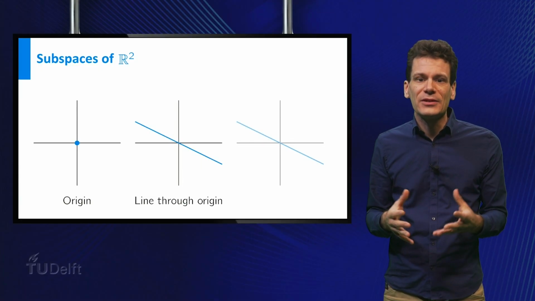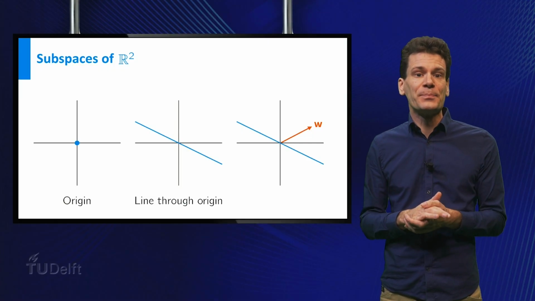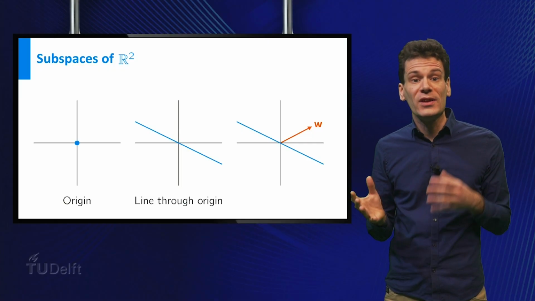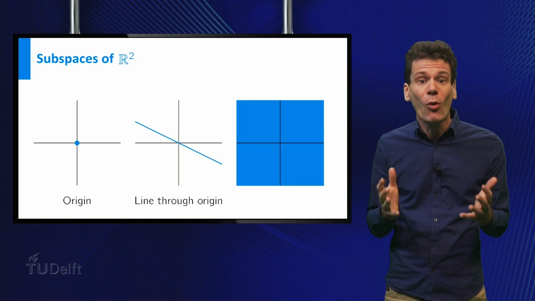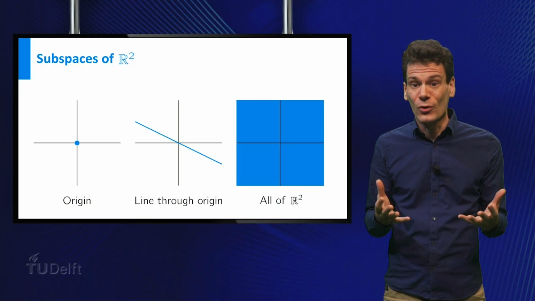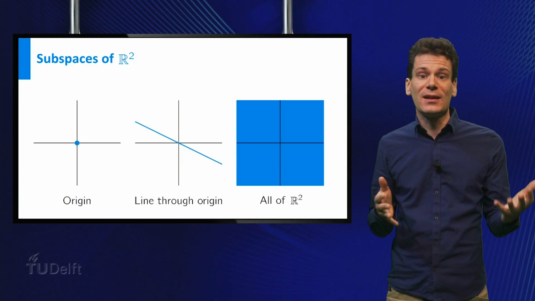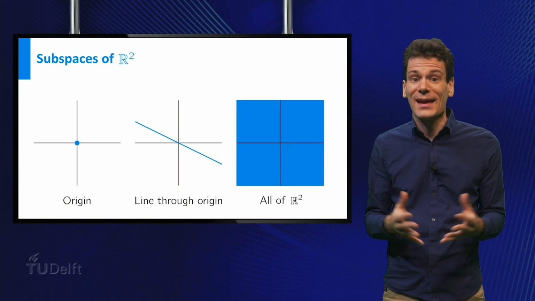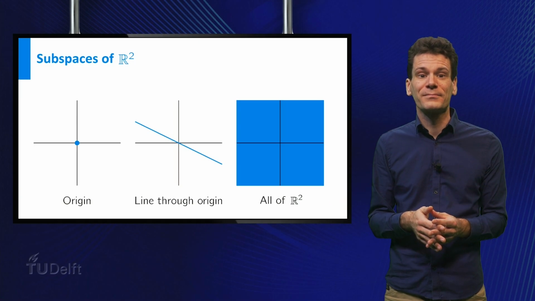Let's try to make this linear subspace even larger by adding a vector w that's not on the line. Since the subspace has to contain all linear combinations of v and w, you see that in fact it has to contain all vectors in R2. Of course, R2 contains the origin and is closed under vector addition and scalar multiplication, so R2 is a linear subspace of itself. It is the largest possible linear subspace of R2.